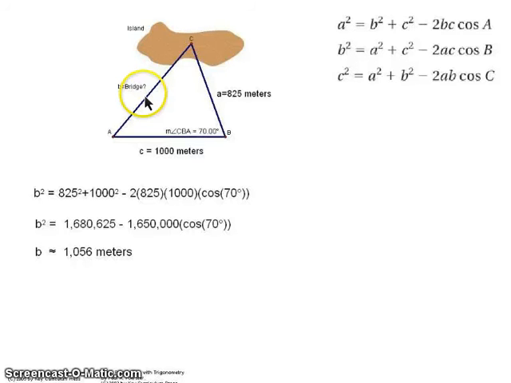I'm going to pause the video here. I want to give you another word problem on law of cosines. In the second word problem, we're going to use side, side, side to figure out the missing angle. So that's next. That's the next video.